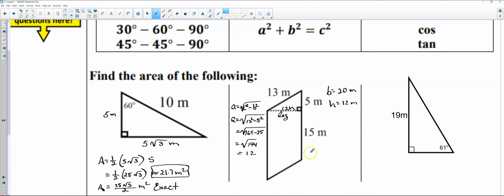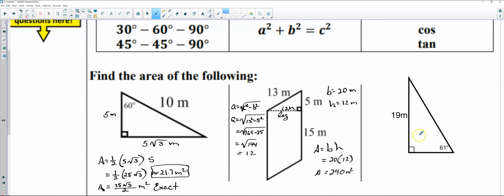So we want to look for the area now. The area is base times height, because this is a parallelogram. Remember, this is a parallelogram. So area equals base times height. That would be 20 times 12. Okay, so 2 times 12 is 24, and just add a 0. That is 240 square meters, and that would be your actual area.